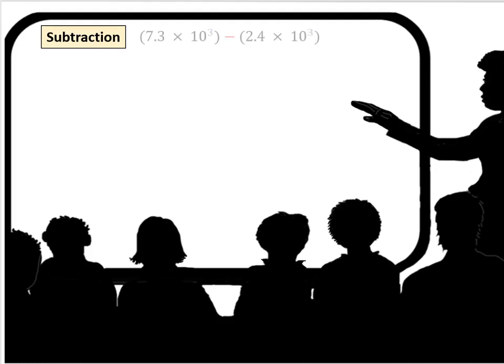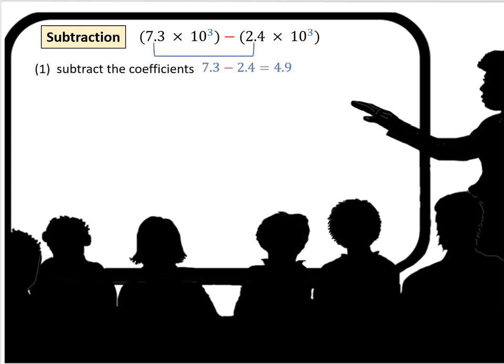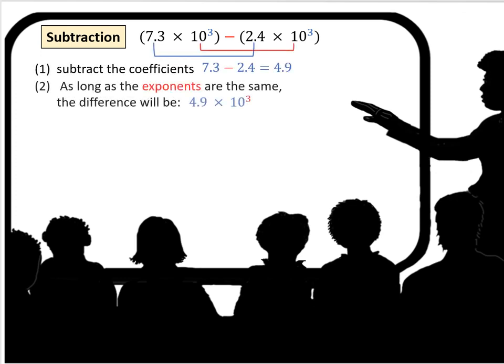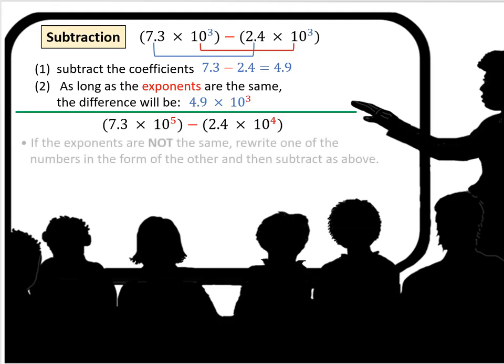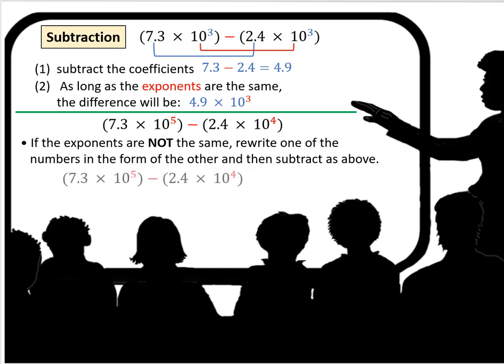Let's look at a subtraction problem. You're going to see it's very similar to the addition. I subtract the coefficients as I normally would. I get 4.9. And as long as the exponents are the same, I just bring the other factor down, times 10 to the third. Now if the exponents are not the same, as you see in the second example, we're going to do the same thing we did with the addition problem, and that is rewrite one of the numbers in the form of the other and then subtract as we did in the first example.